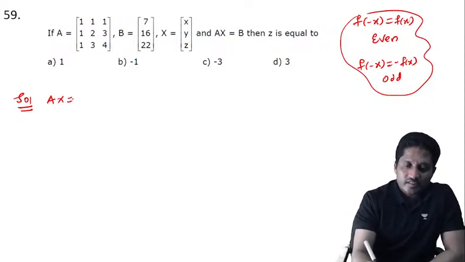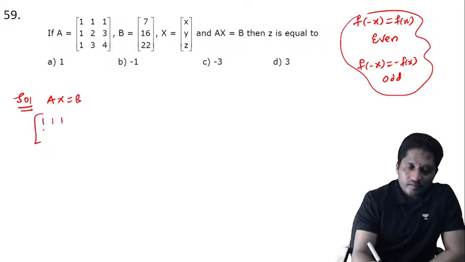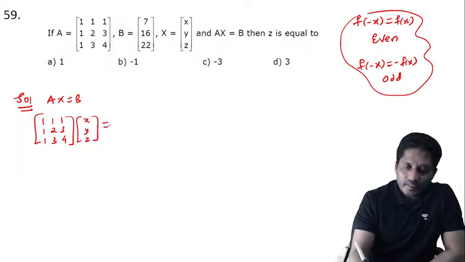Right, so this is AX is equal to B. A is equal to 1 1 1, 1 2 3, 1 3 4. Matrix X is equal to x y z, and B is equal to matrix 7 16 22.